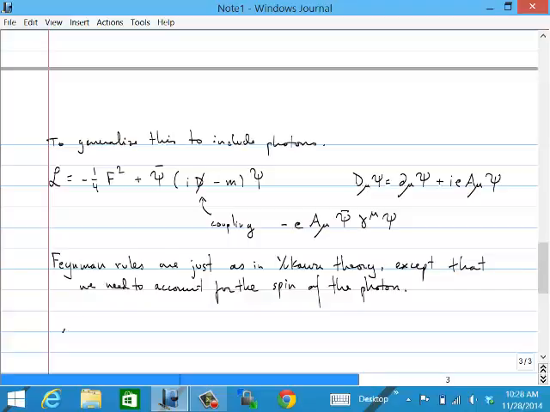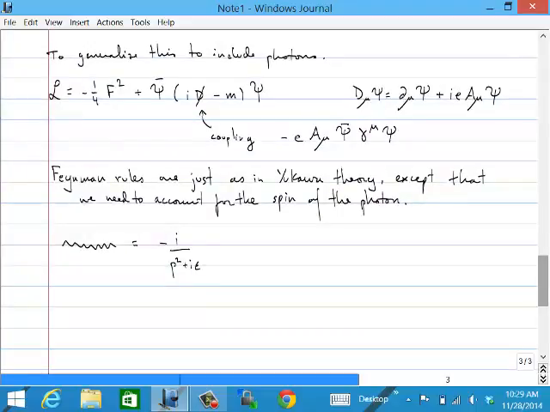So in particular, we now have a photon propagator. This is what we spent some time deriving when we were studying scalar QED. That propagator is just equal to the metric. You need an index for each one of the ends of the photon propagator, because the photon has a vector index. And there's this gauge-dependent term.